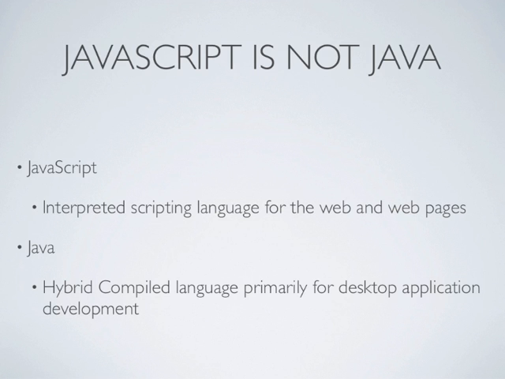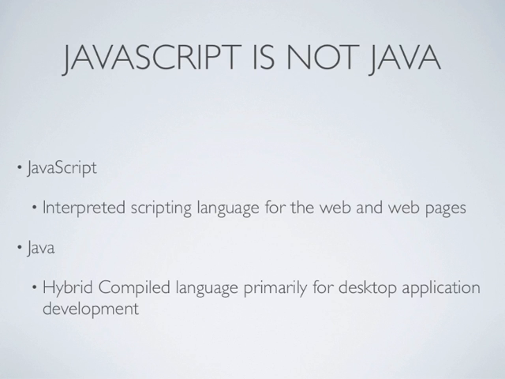There are a lot of differences between these two languages. Just a few of the important ones: JavaScript, as we just talked about, is an interpreted scripting language that's meant primarily for the web and web pages. Java, on the other hand, is a hybrid compiled language, a compiled language being one that is not interpreted, I guess would be one way of saying it. Java is used primarily for the writing of desktop applications.